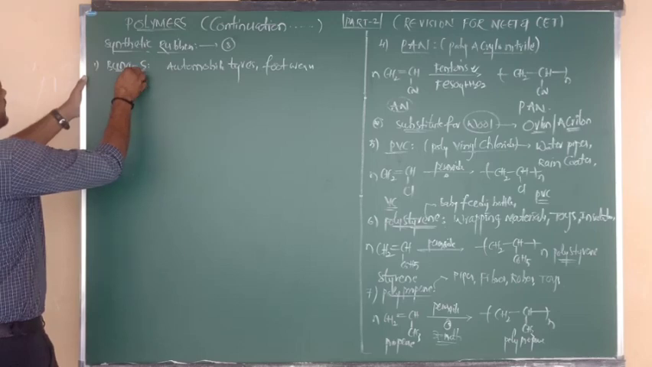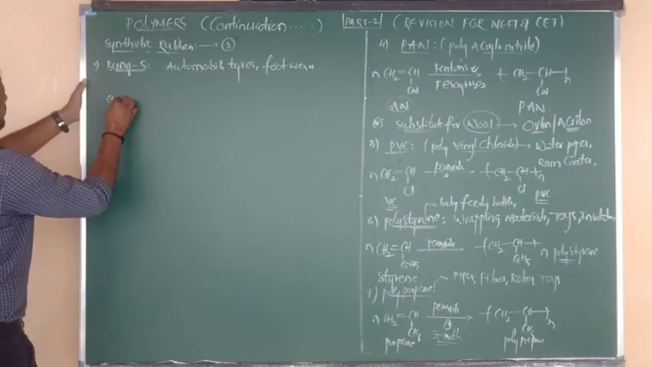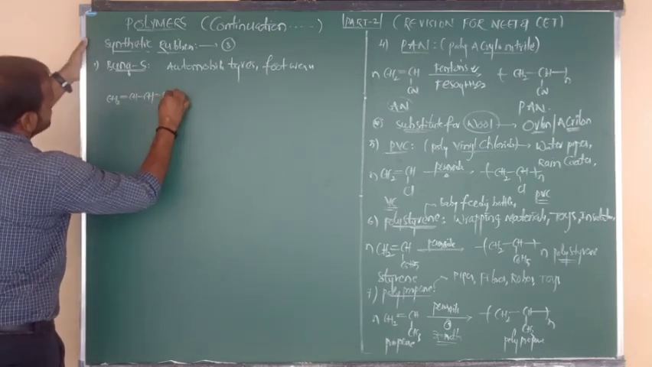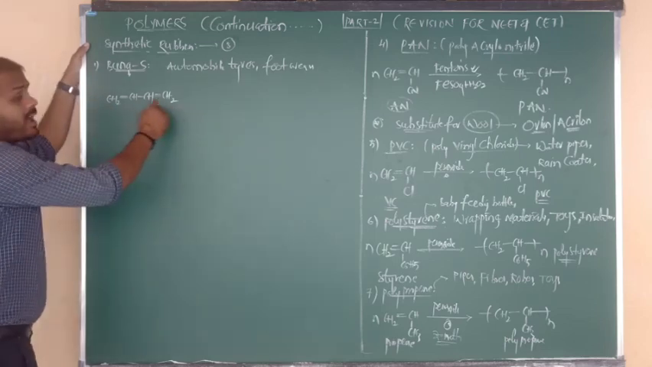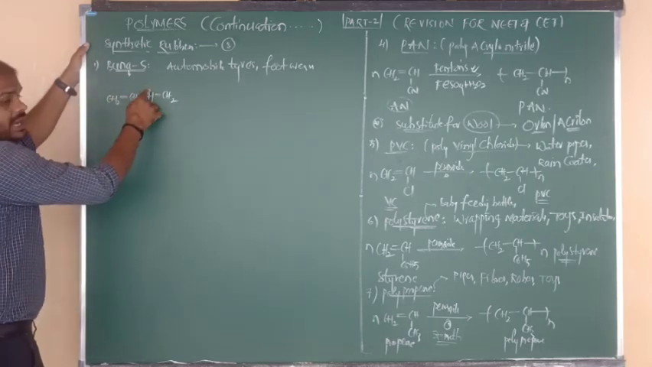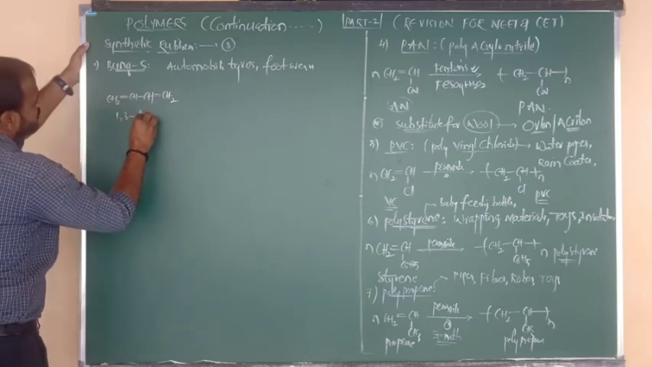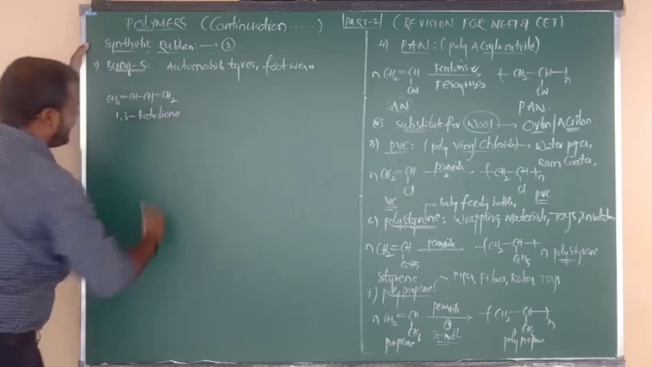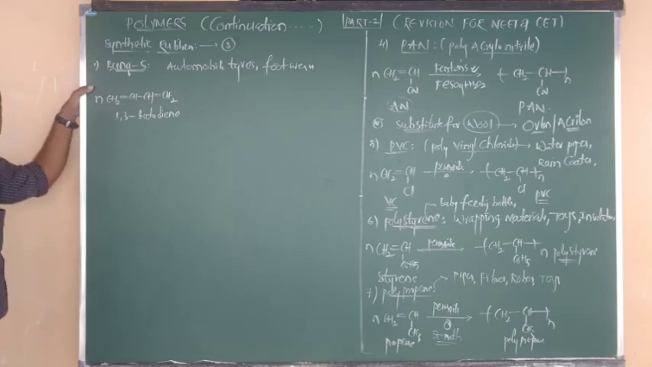Buna S contains two monomers. One is, I am going to write the formula, CH2=CH-CH=CH2. This is butadiene, 1 and 3. So the monomer name is 1,3-butadiene. We have to take n moles of this monomer.